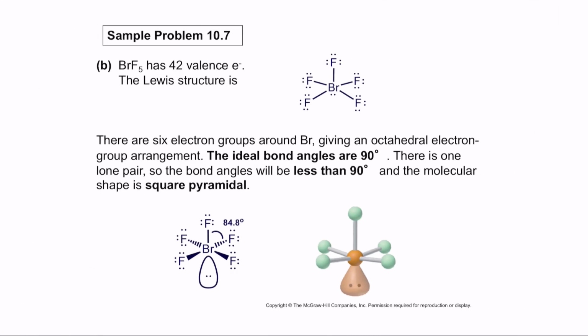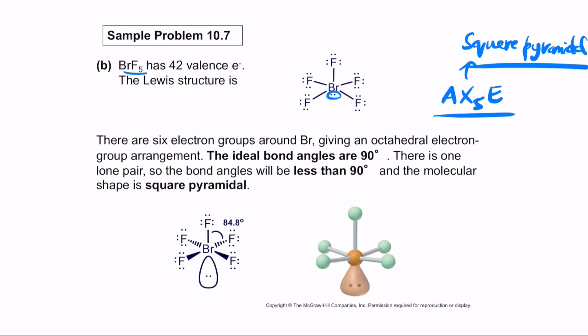But BrF5 has 42 valence electrons because there is an extra lone pair here, which means that you have a structure of AX5E1. So AX5E, if you look at the structures, the structure is square pyramidal, which is the ideal structure, and because of the presence of that lone pair, the bond angle will be less than 90 degrees.